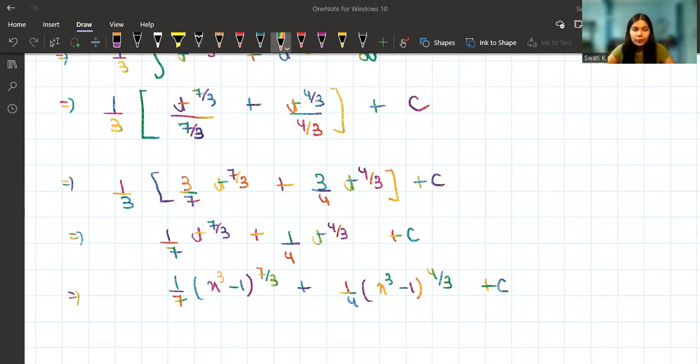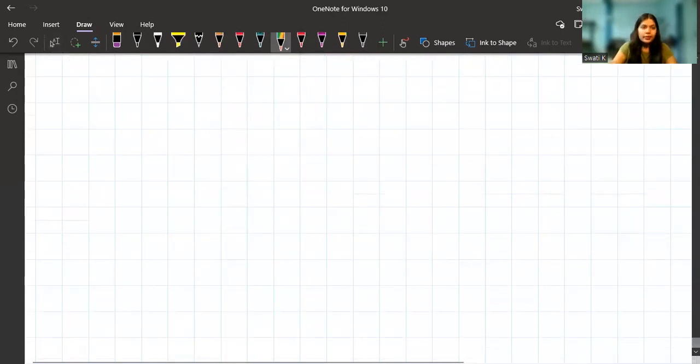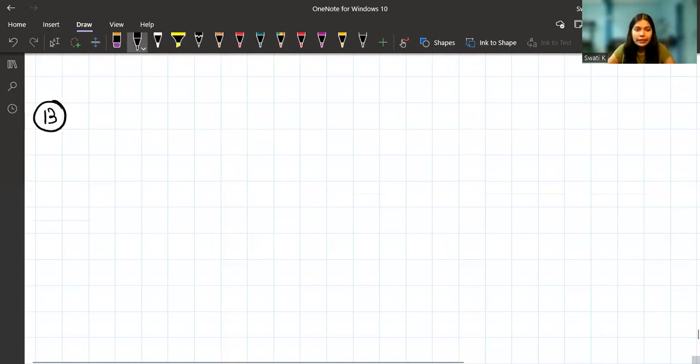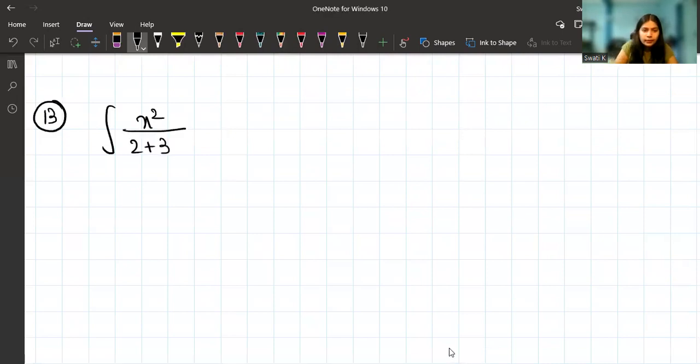Now let's start with the 13th question. All right, so let's start with the 13th question. And in the 13th question, we have to integrate x square upon 2 plus 3x cube, the whole raised to cube, dx.